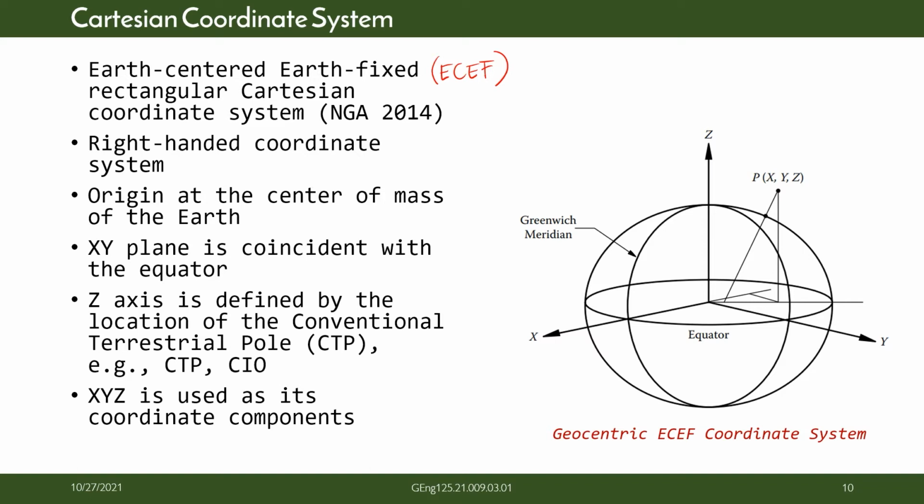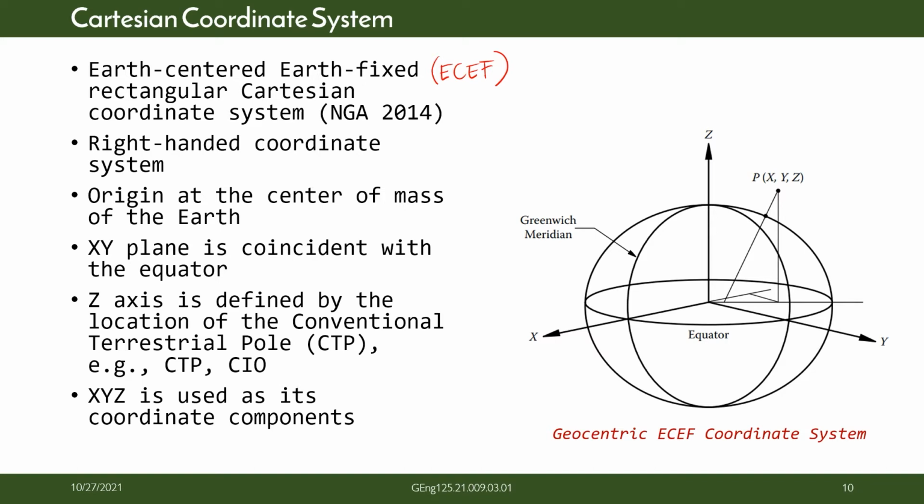So it's a right-handed coordinate system. You use your right hand, your thumb, index, and middle finger. The thumb serves as your z-axis, your index serves as your x-axis, and the middle finger serves as your y-axis. So that's the mathematical representation of the right-handed coordinate system, of the Cartesian coordinate system.